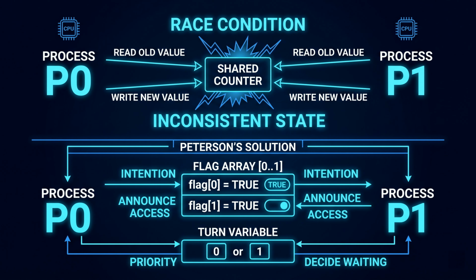Let us imagine two processes named P0 and P1. Both want to update a shared counter. Without synchronization, both may read the same old value and then write conflicting results. Peterson's idea uses two shared elements. The first is an array called flag, where each process announces its intention to enter the critical section. If P0 wants to enter, it sets flag[0] to true. If P1 wants to enter, it sets flag[1] to true. The second shared variable is called turn. This variable indicates whose turn it is to enter when both want access at the same time. These two simple ideas, intention and priority, are enough to coordinate access.